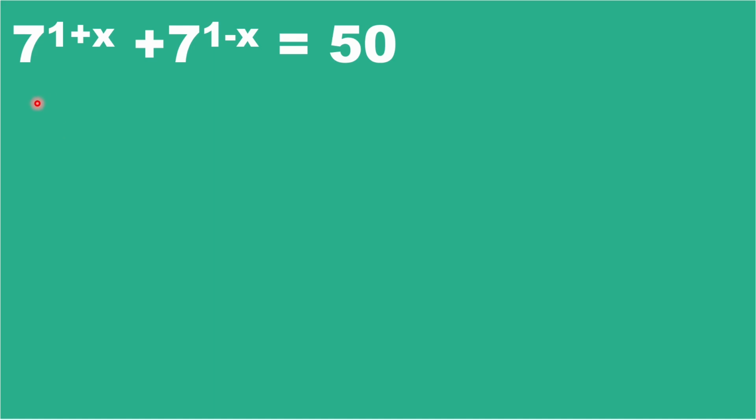Hello everyone. We have this question: 7 power 1 plus x plus 7 power 1 minus x equal to 50. This question is in exponential form, but we can convert this exponential form into a quadratic equation. So let's start the solution of this question and look at how we will convert this exponential form into quadratic form.